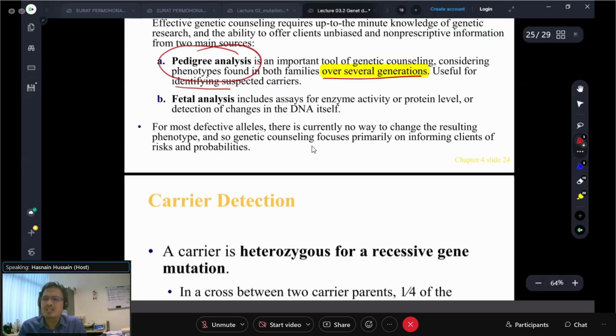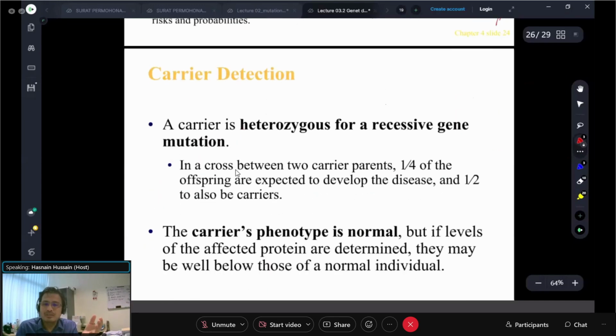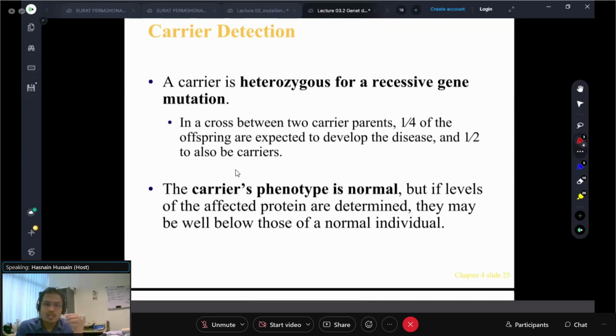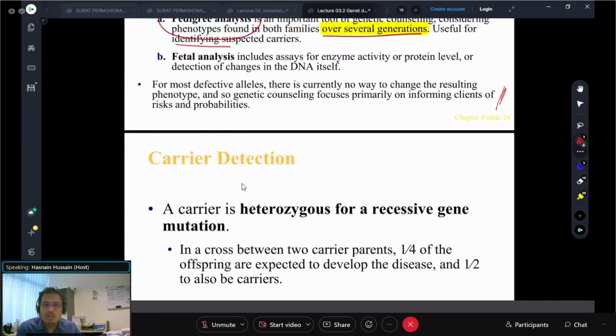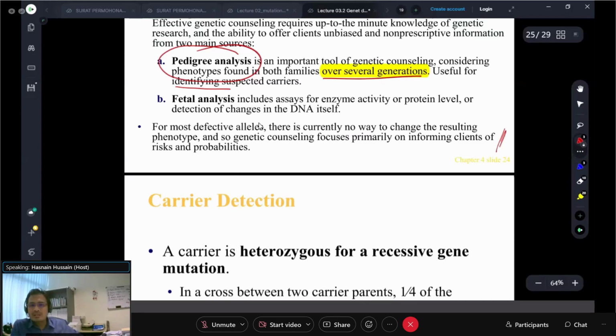So genetic counseling focuses primarily on informing clients of the risk and probability. For example, if a couple gets married and the firstborn has some disorder, they consult the specialist and ask what is the percentage of having a disorder for the second child if the couple gets pregnant again. That is the advice that you call genetic counseling, for example.